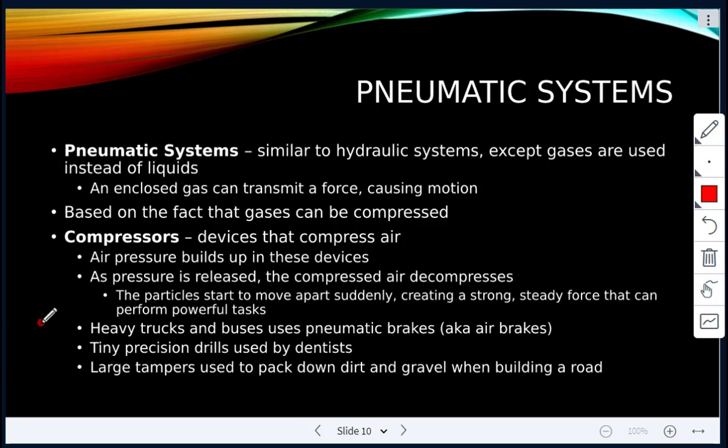Heavy trucks and buses use pneumatic brakes, also called air brakes. Dentists use tiny precision drills, which are also pneumatic systems. And in construction work, for example, large tampers, which are used to pack down dirt and gravel when building a road, are also based on pneumatic systems.